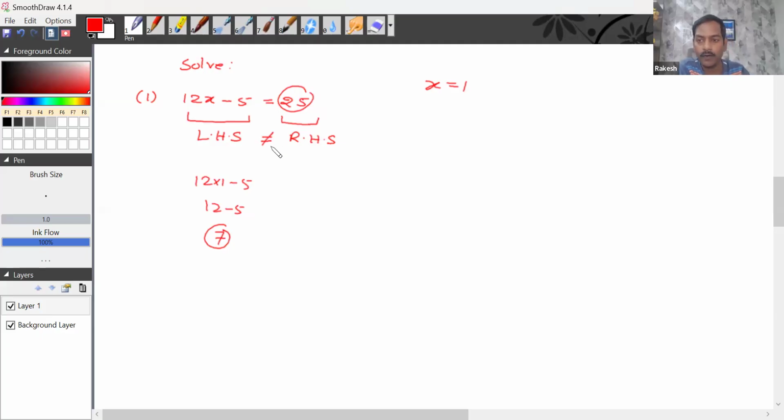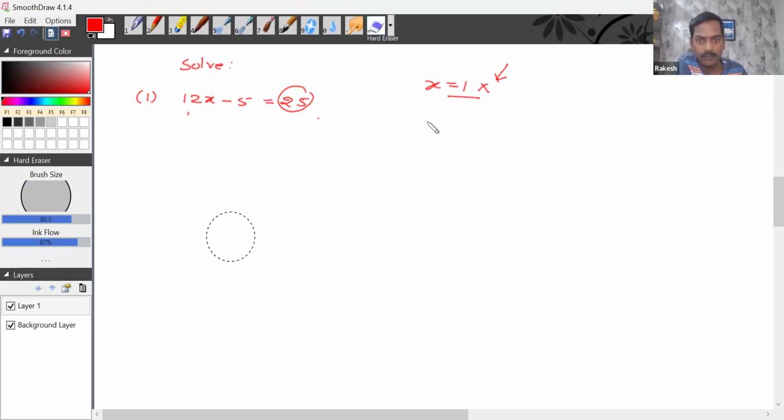So what do I infer from it? I infer that x is equal to 1 is not satisfying the equation. So what is the value which will satisfy this equation? Rather than doing this hit and trial way, what we can do is simply solve it. How?